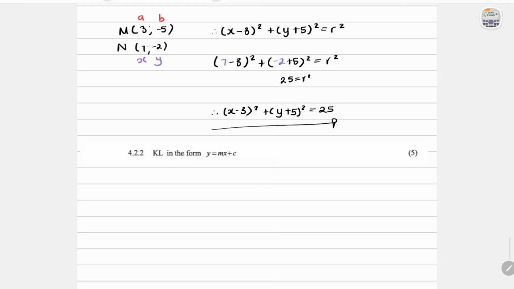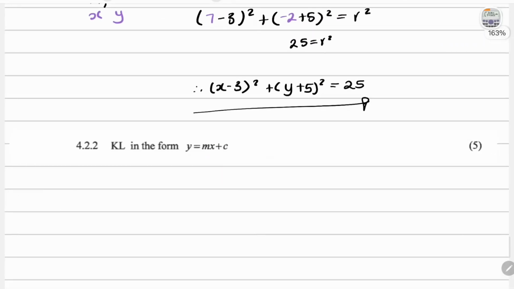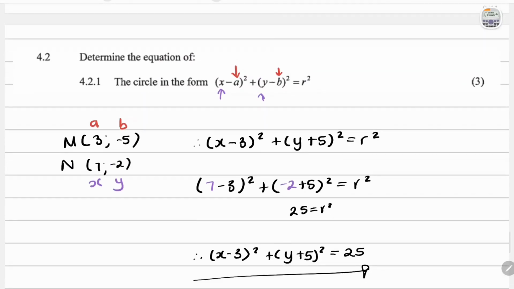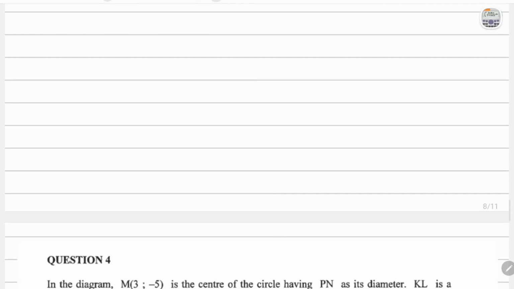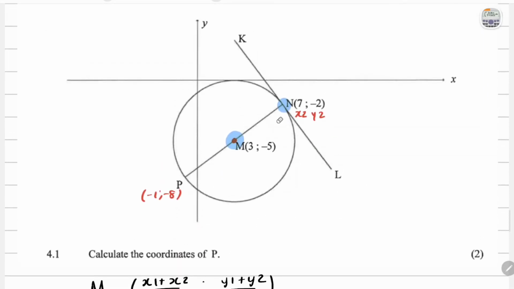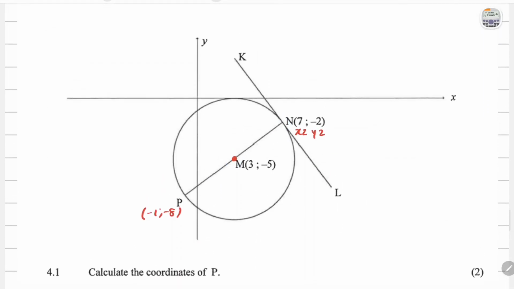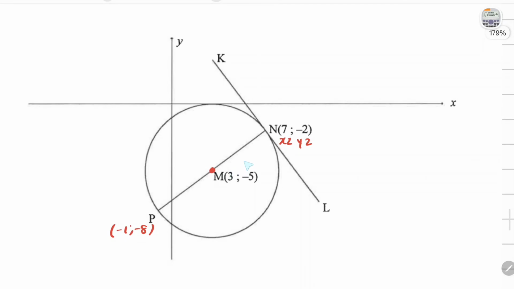The next question, we have to find KL. The equation of KL in the form of y equals mx plus c. So KL is that tangent that we have over there. Okay, let's find the tangent. A tangent is a straight line, so it's in the form of y equals mx plus c. So really all you need is a gradient and the y-intercept.